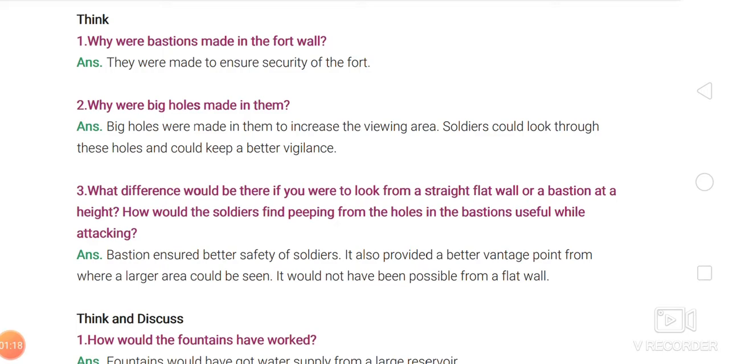What difference would be there if you were to look from a straight, flat wall or a bastion at a height? How would the soldiers find peeping from the holes in the bastions useful while attacking? Bastion ensured better safety of soldiers. It also provided a better vantage point from where a larger area could be seen. It would not have been possible from a flat wall. So, this is the benefit of seeing or peeping from the bastion.